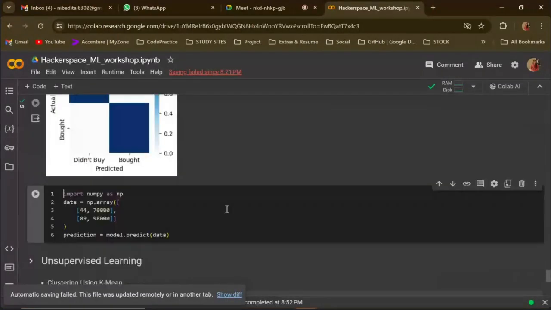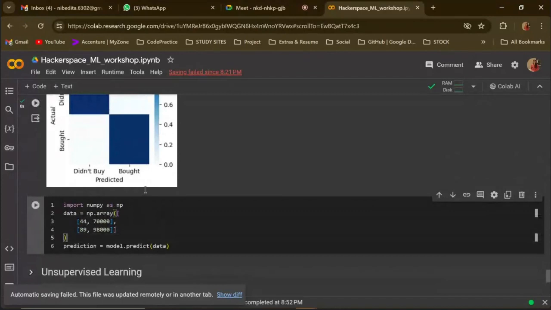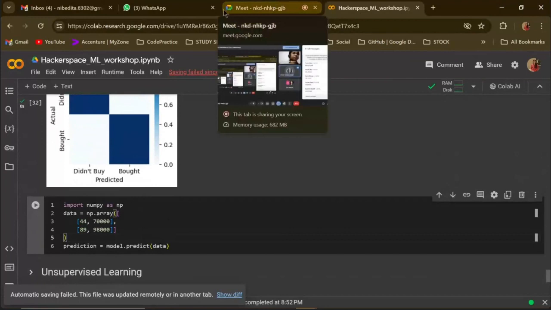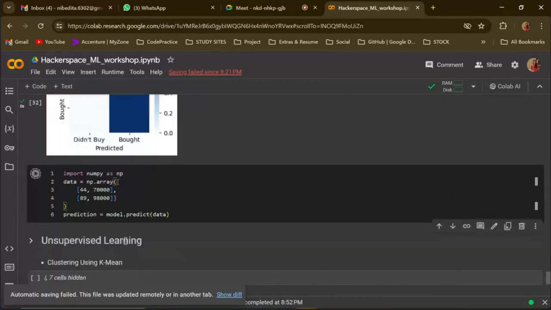Okay, that is why I am asking these values, to show you what the values are actually coming as. According to these two values that we have, 44 age and 70,000 salary, 89 age and 98,000 salary, tell me what should be the status of buying a house? Is it yes or is it no? Yes. For both? For both the data sets, is it yes? Probably, I think. Okay, let's try.